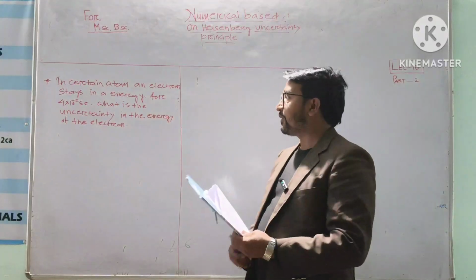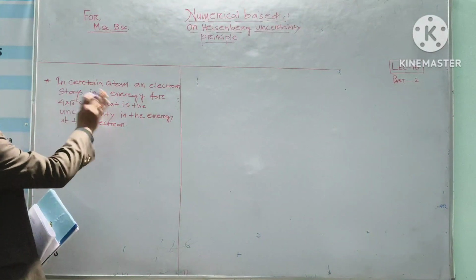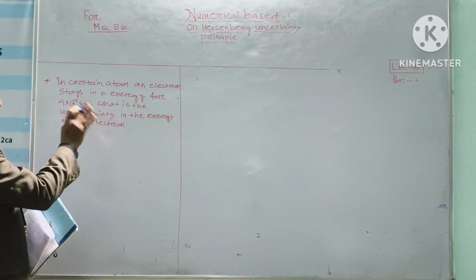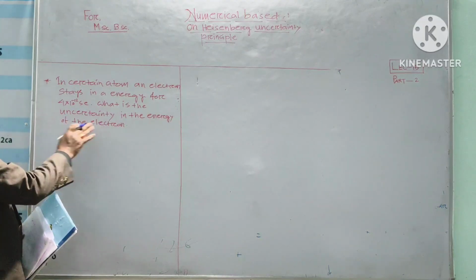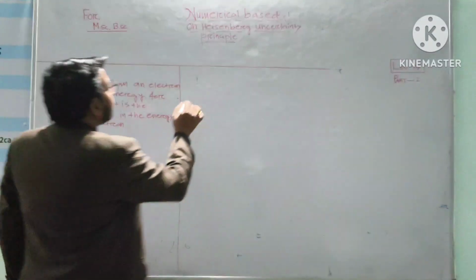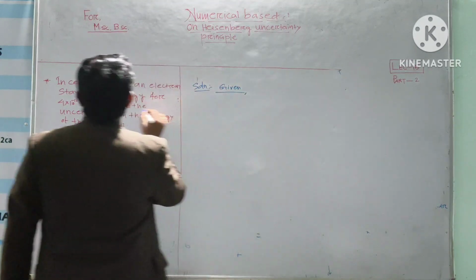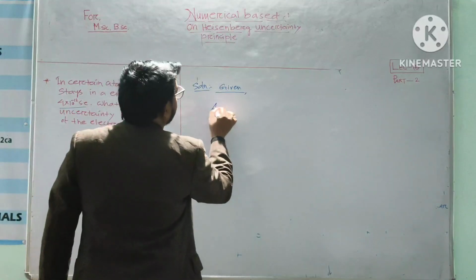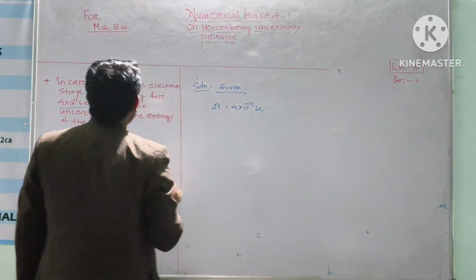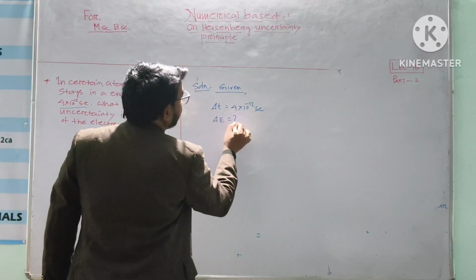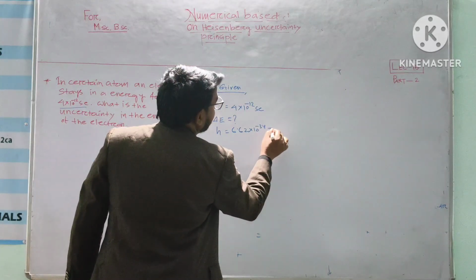Our next numerical problem: in a certain atom, an electron stays in an energy level for 4 into 10 to the minus 12 second. What is the uncertainty in the energy of the electron? Given the uncertainty in time, delta T equal 4 into 10 to the power minus 12 second, and delta E equal what? Very simple problem. And h is the Planck constant, equal to 6.62 into 10 to the power minus 34 joule second.